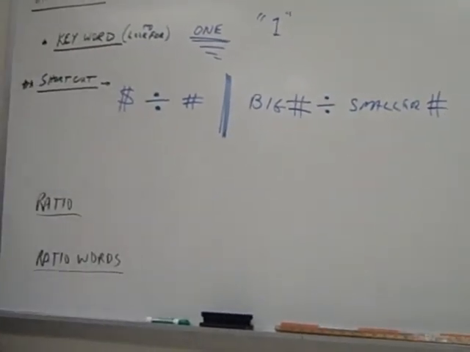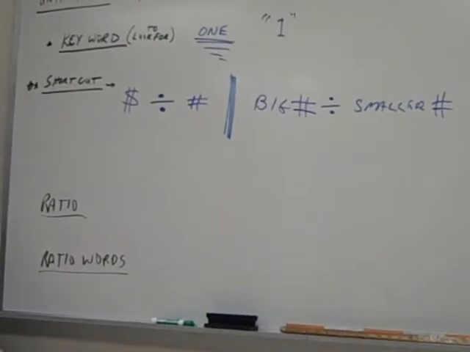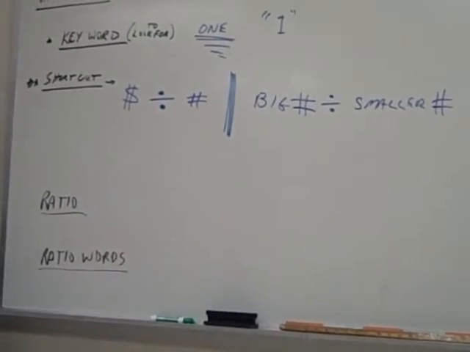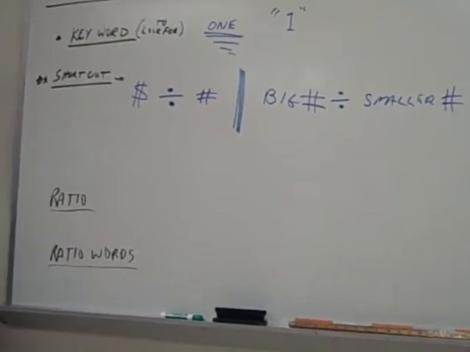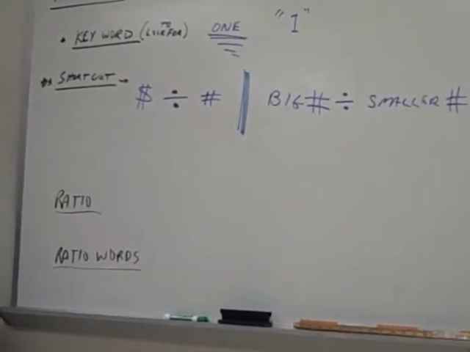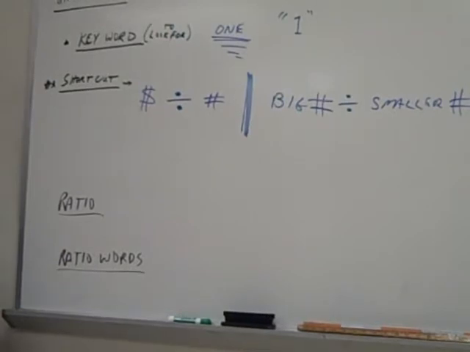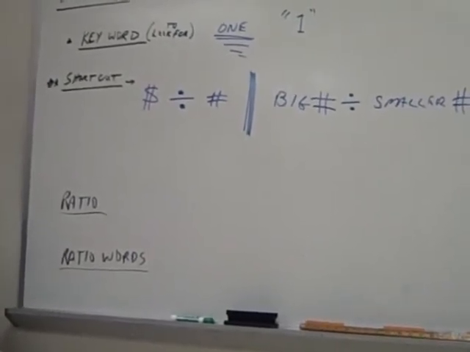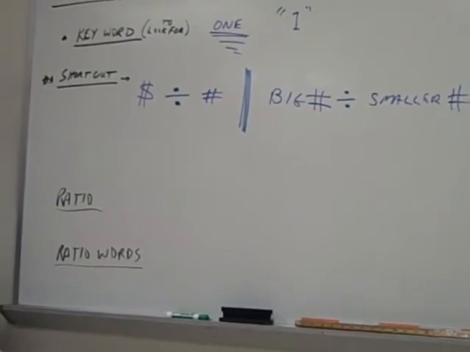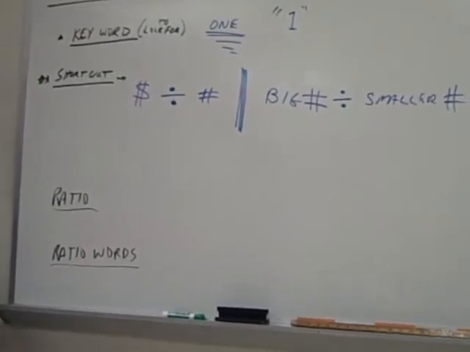I can run 3 laps in 6 minutes. How much for 1 lap? How many minutes does it take me for one lap? 2. Right. You take the big number, divide it by the small number.